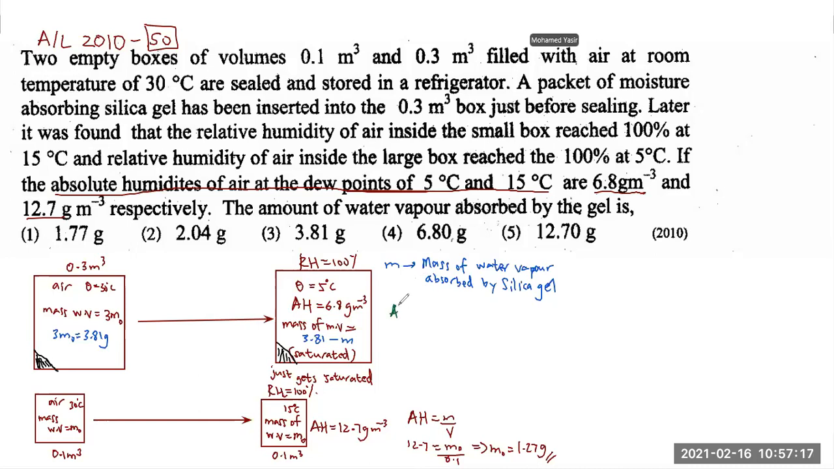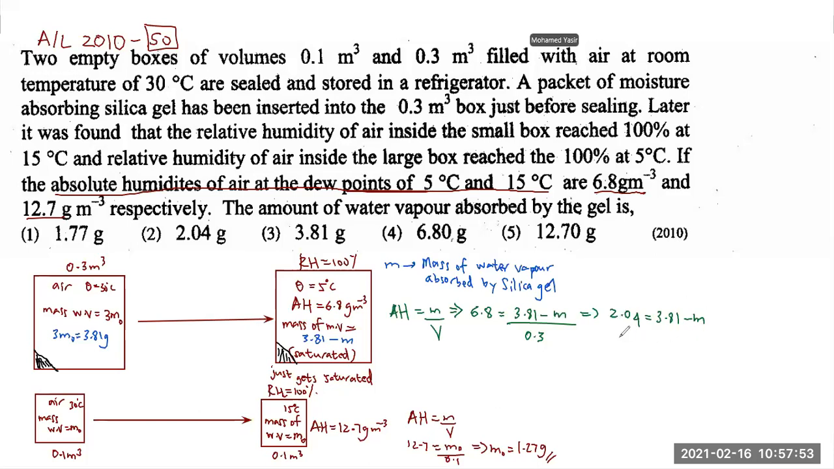Absolute humidity is equal to mass over volume. Before that, let's substitute the value for absolute humidity as well. 6.8 is equal to 3.81 minus m. From where did 3.81 come? That is the 3m naught. We have found it. Divided by the volume, which is 0.3. Therefore, if you multiply this up, 68 into 3. How much is 68 into 3? Is it 204? 2.04 equals 3.81 minus m.